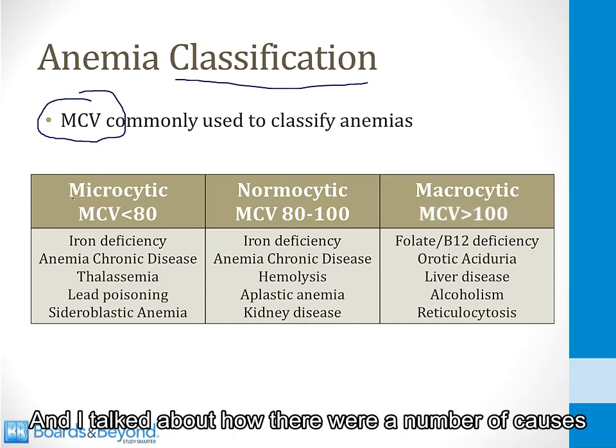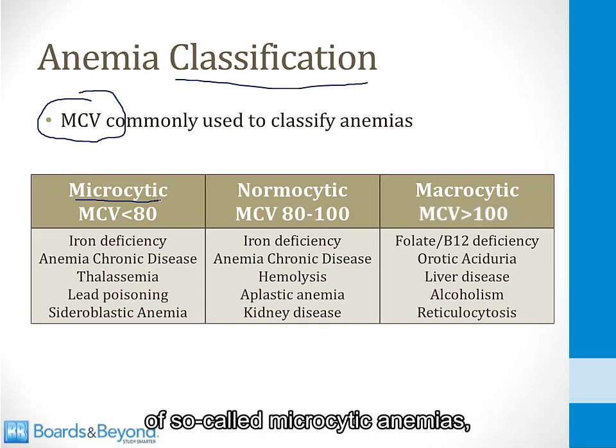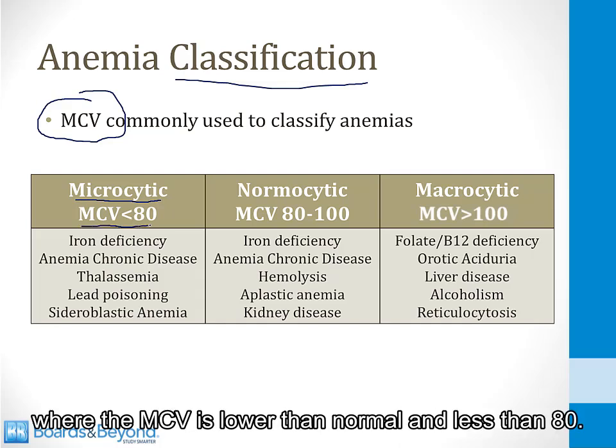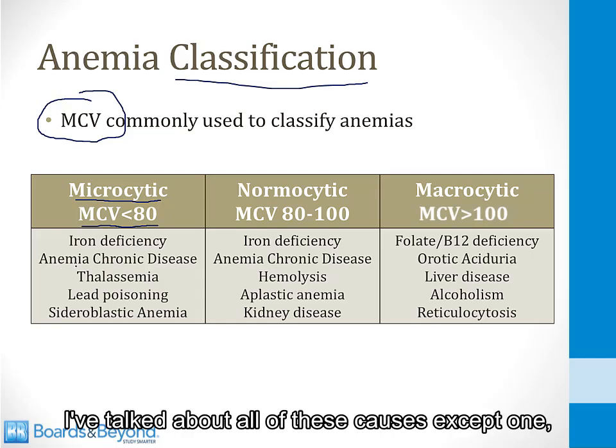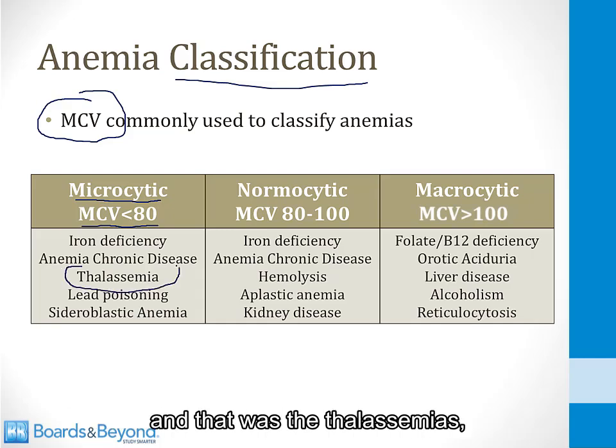about how there were a number of causes of so-called microcytic anemias where the MCV is lower than normal and less than 80. In the module on microcytic anemia, I talked about all of these causes except one, and that was the thalassemias, and we're going to focus on the thalassemias in this module now.